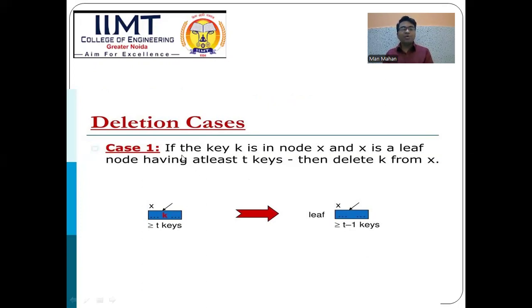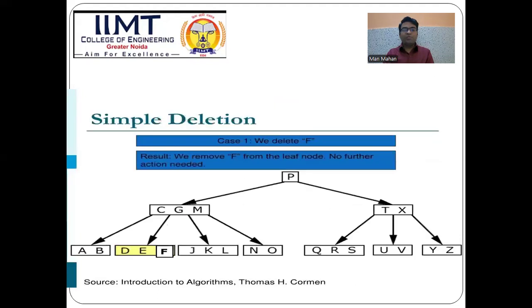Now we take case 1. If the key k is in the node x and x is a leaf node having at least t keys, then delete k from x. Here node x contains k, the key we want to delete, and the property is that x has at least t keys. Now in this process we easily delete the k value from the node, which also maintains the property of at least t minus 1 elements. These are the cases from the different slides.